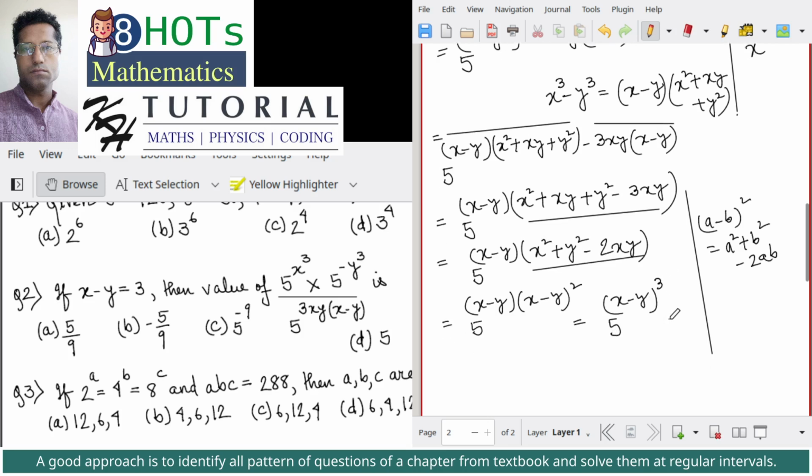So as you can see, the power is now in terms of x minus y, and we know the value of x minus y is 3. So we can write it as 5 raised to the power 3 cube. 3 cube is 27.